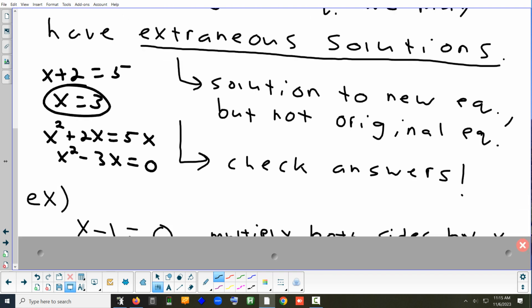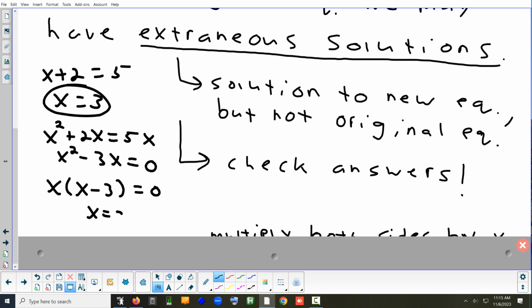And now what can you factor out on the left? Yep, so we could factor out an x. And Lily, what would make the first factor 0? Or what would make the second factor 0? 3, yep. So x equals 3 would make this one 0. How about this one? 0. Does everyone agree those are the two answers to that problem?